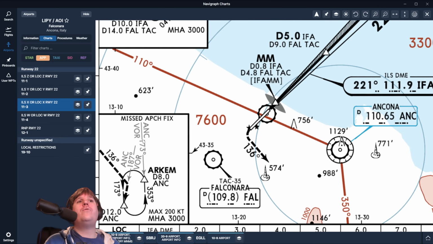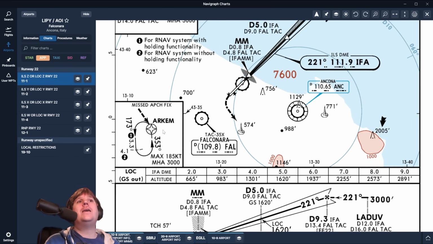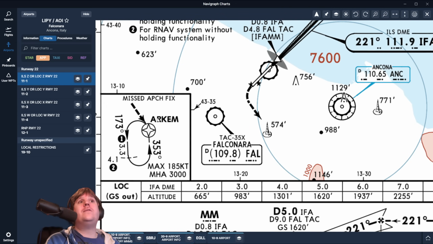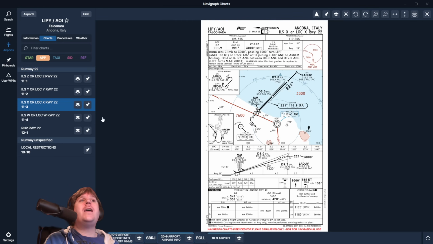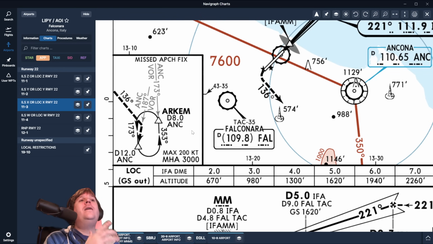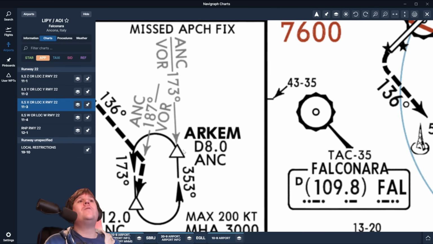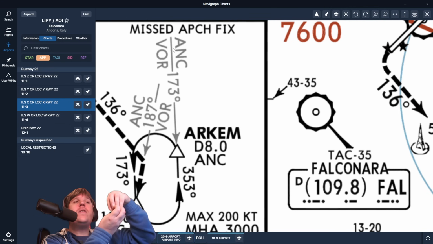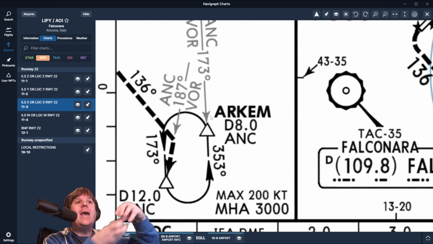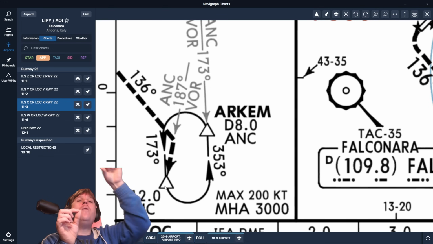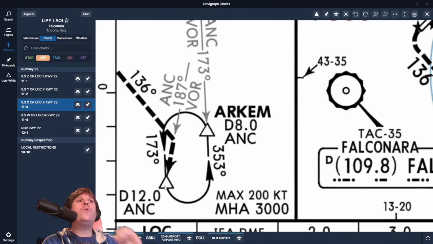If we take a look here at the missed approach fix for the Zulu, it's basically you go to the Arkham RNAV fix, the five-letter code, and there's your hold. It's a racetrack pattern. If you go to the X-ray one and do a hold, yes, there's still the Arkham fix, but look how it's defined. Arkham is based off the ANC VOR on a 173 radial, so more or less south, and it's 8 miles away. The opposite end of the hold is also based off the ANC 187 radial, but it's 12 miles away. These two points in space form both the start and the end of the racetrack that you're to orbit around.